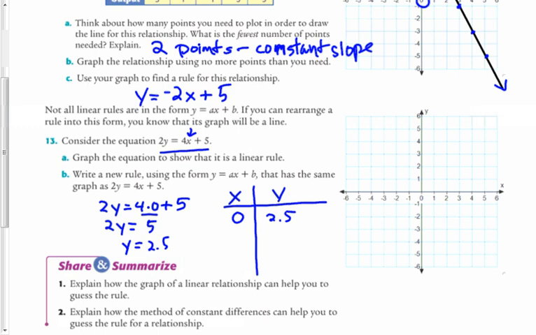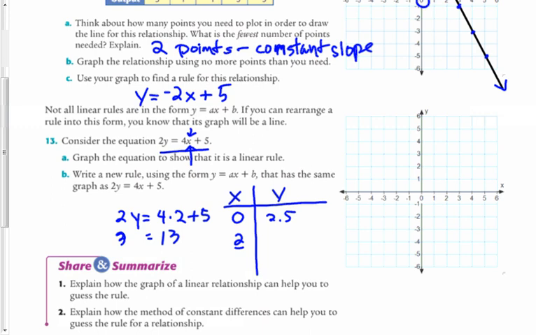And from the last problem, we found that we just need 2 points. So I'm going to try and think of one other point that I can use here. Just pick some convenient x value, like maybe, I don't know, I'm going to try 2 for x. So 2 times y is equal to 4 times 2 plus 5. Again, I'm putting this value of 2 in for x right there. So 4 times 2 is 8 plus 5 is 13. So 2 times some number equals 13. Well, that's just 13 divided by 2, which is 6.5.